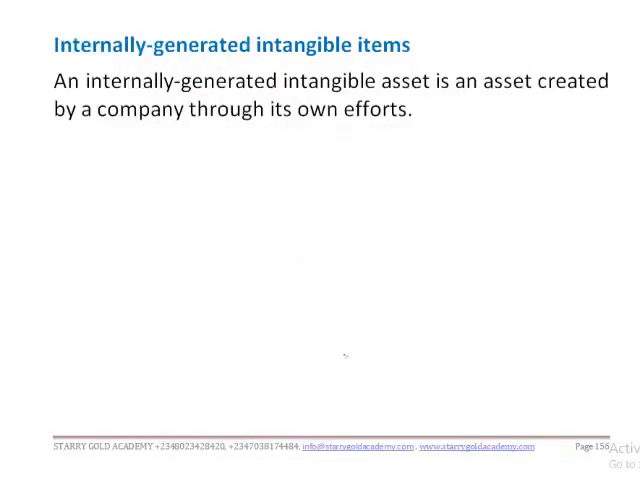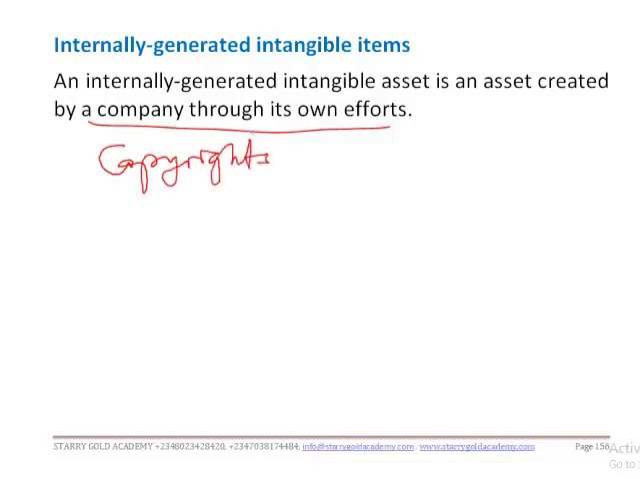Now let's take it one after the other. Let's take the internally generated intangible asset. An internally generated intangible asset is an asset created by a company through its own efforts. An internally generated asset differs from an acquired asset that has been purchased from an external seller. For example, a publishing company may build up legal copyrights by publishing books.